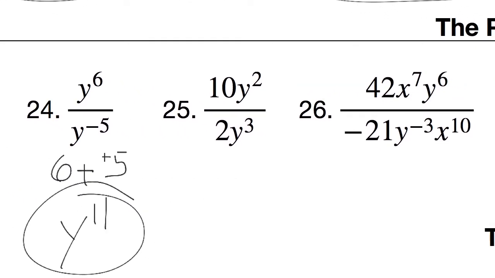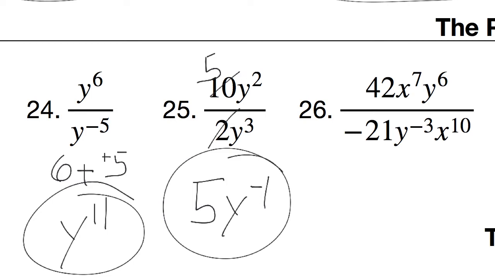Here we're going to cancel out the numbers first. 2 goes into 10 5 times, and then 2 minus 3 is going to be negative 1. Negative 21, this is going to be negative 2. Oh, they're a little sneaky. They moved the order, so 7 minus 10 is going to be negative 3, you sneaky textbook. 6 minus negative 3 is going to be positive 9.